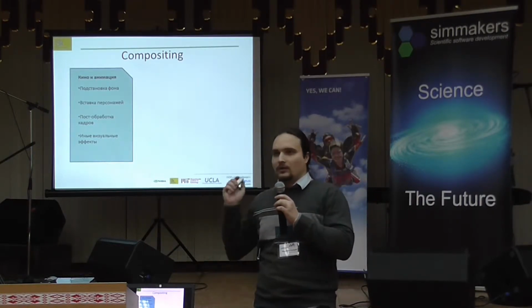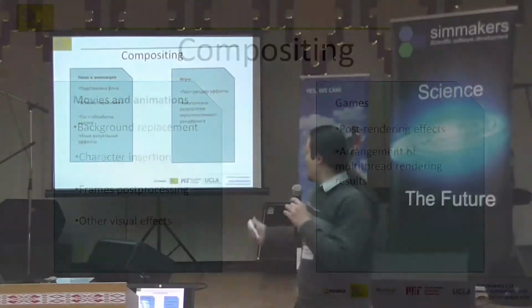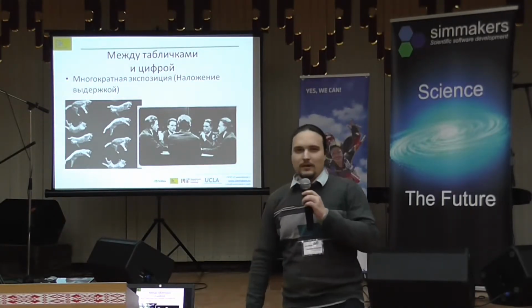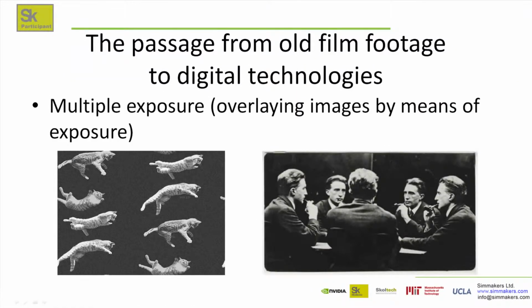Also, compositing is used in computer games in order to combine the results of multi-threaded rendering, i.e., some independent graphics output, some large objects, etc. As you can see on the right picture, there are 5 lookalikes. This is a result of compositing. It means that we have filmed the same person from different angles and inserted his picture in various frames.